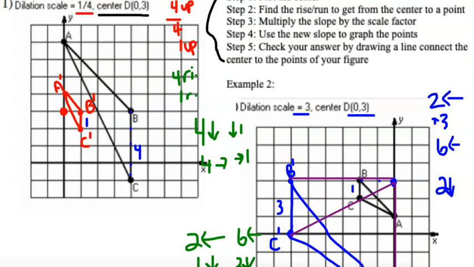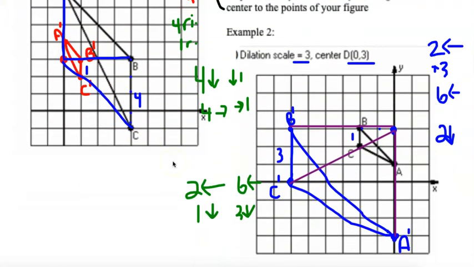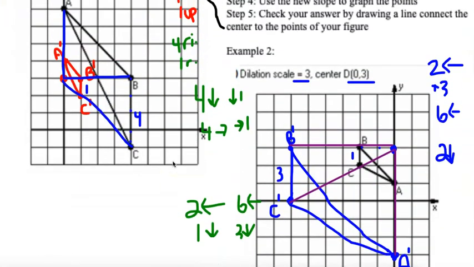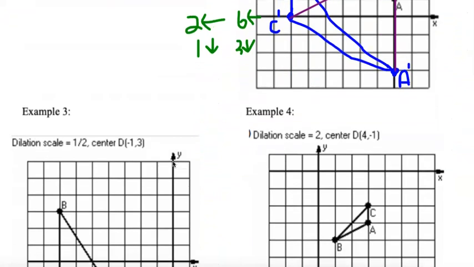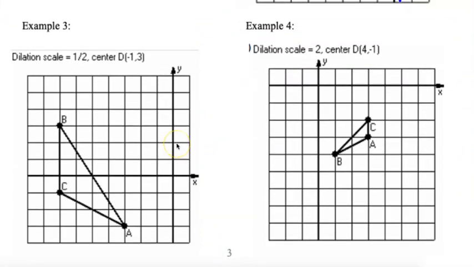Okay. The same thing also works on the first one we did. If you draw a line connecting your endpoints, they will all lead back to the center. Okay? All right. So I want you guys to try example 3 and example 4. So dilate it about the center with the scale factor, and then I'll show you the answers, and then we'll talk about them. So press pause and try 3 and 4 on your own.